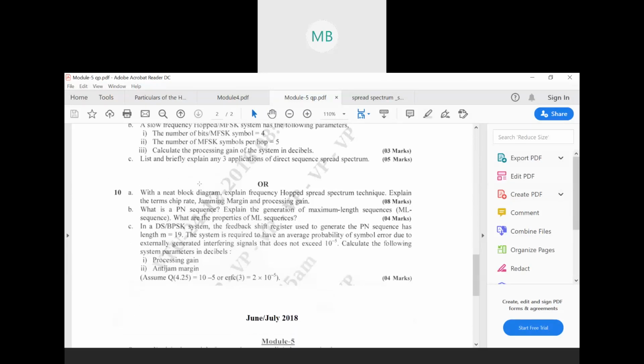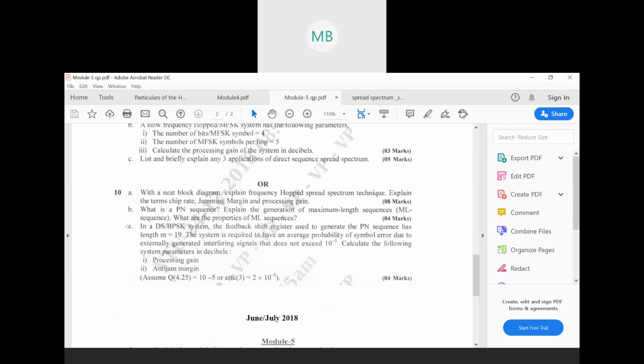Next, with a neat block diagram, explain frequency hopped spread spectrum technique. Explain the terms chip rate, jamming margin, and processing gain. So it is an 8-mark question. Draw the block diagram of frequency hopped spread spectrum, transmitter, channel, and receiver section, and give the definition of chip rate, jamming margin, and processing gain.